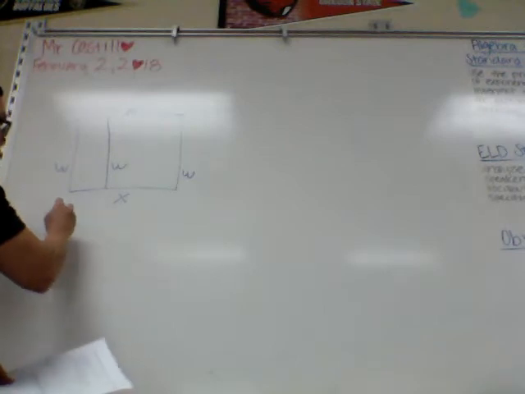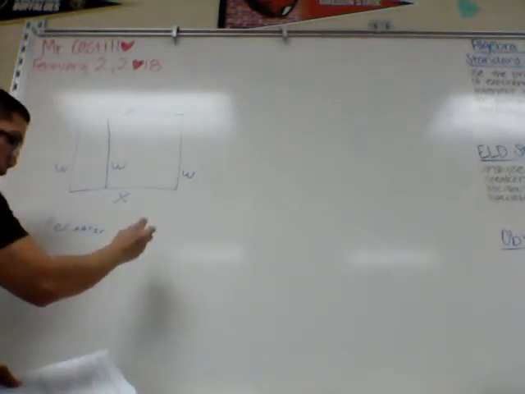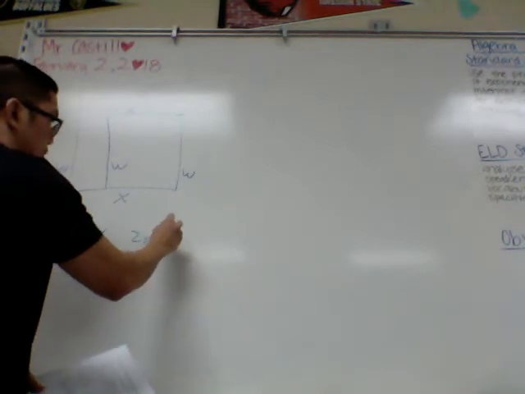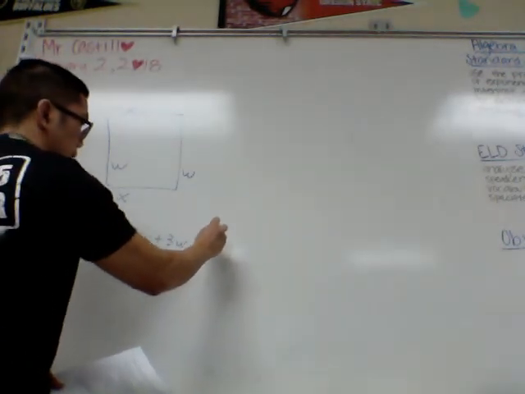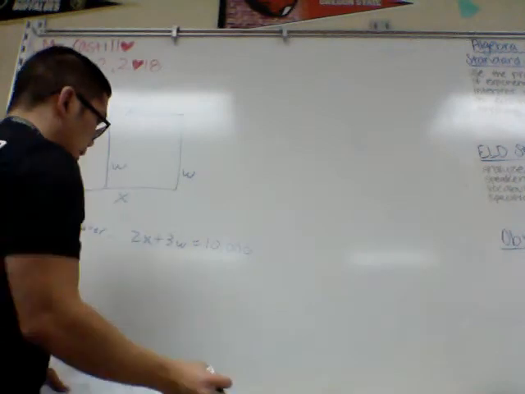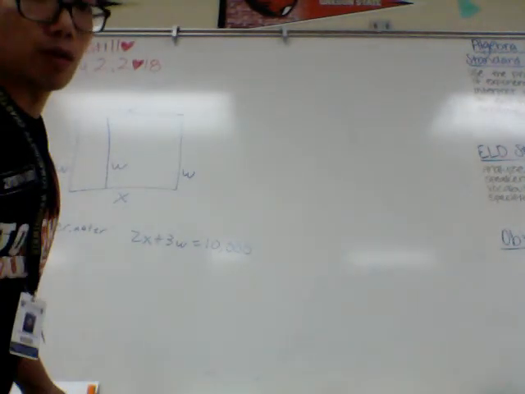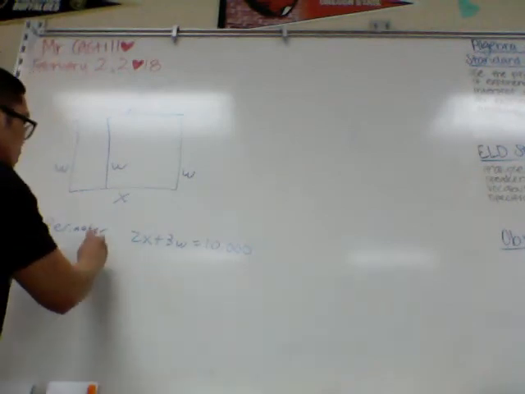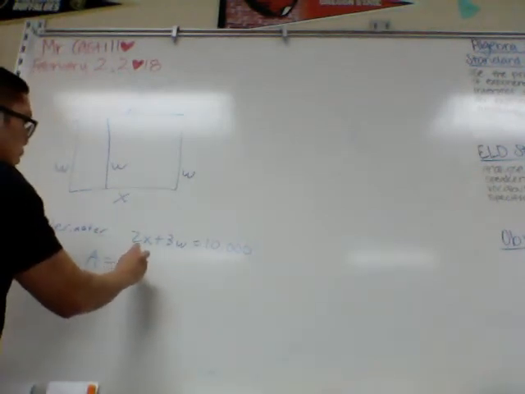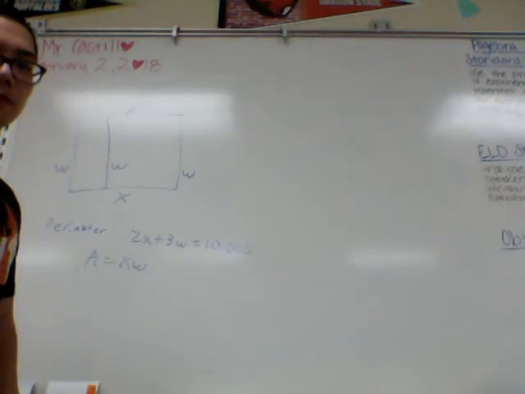So you just have a perimeter equation, and that's 2x plus 3w is equal to 10,000. And then I also want to know the max area. That's what the question's asking for. So I have an area equation. Area is equal to xw.